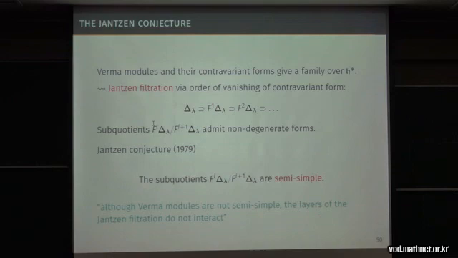It's kind of amazing. This Verma module has this incredibly complicated structure, but what it's saying is that you have this well-defined filtration such that each successive subquotient has no interaction. Kind of an amazing conjecture. So this was in 1979, exactly the same time as the Kazhdan-Lusztig conjecture.